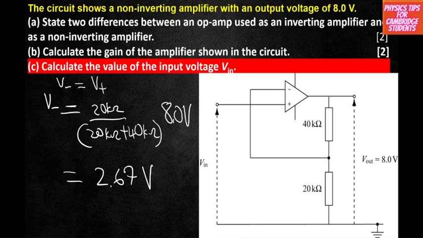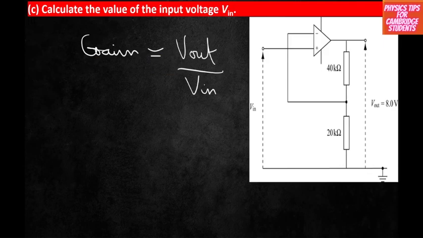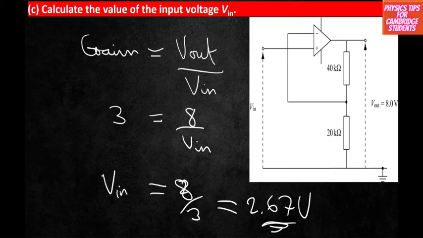Alternatively, you could use the fact that we now know the gain. The gain is 3, and V out is 8. So getting V in would be 8 over 3, which is 2.67. Still the same. Either method would work.